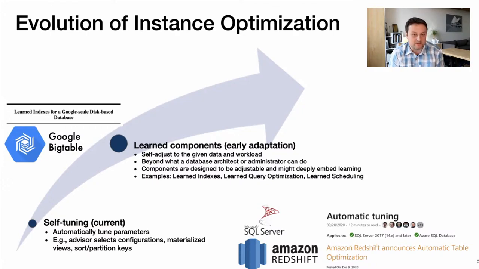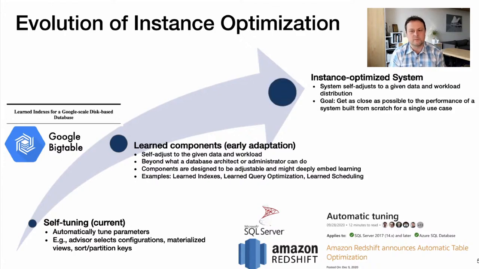Eventually, where we want to get to is what we call instance optimized systems. And this is just like, create a system which self-adjusts to a given data and workload distribution, potentially in ways you wouldn't design a normal system for, and in ways that just isn't possible right now. The core idea, for example, is like if you build a system nowadays, often you try to minimize the number of knobs you have.